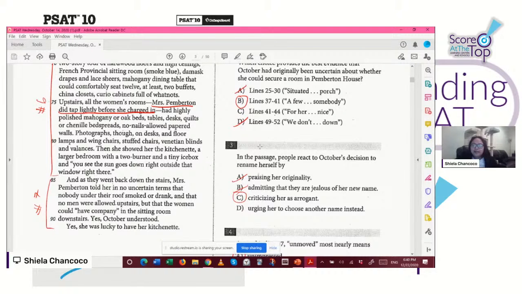In the passage, people react to October's decision to rename herself by... Okay, so we have an anchor here again, right? Our anchor is her decision to rename herself. If we recall, that part is super easy to find. It's at the beginning of the passage, the first or the second paragraph.